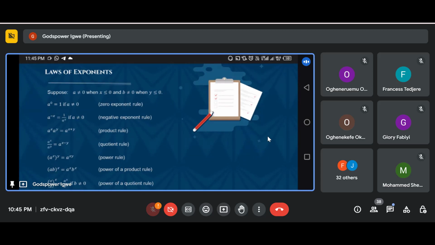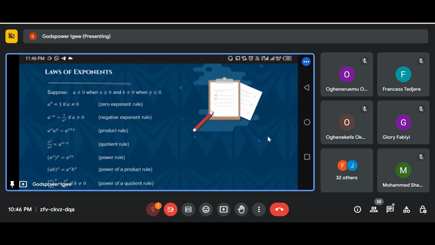Then the power rule: if you have a raised to power x, all raised to another power y outside, you multiply x times y. So if it's a raised to power 3, in brackets, raised to power 4, you multiply 3 times 4, which gives us 12. So it's going to be a to the power 12.